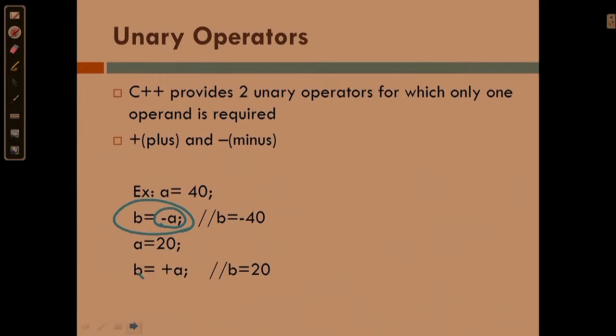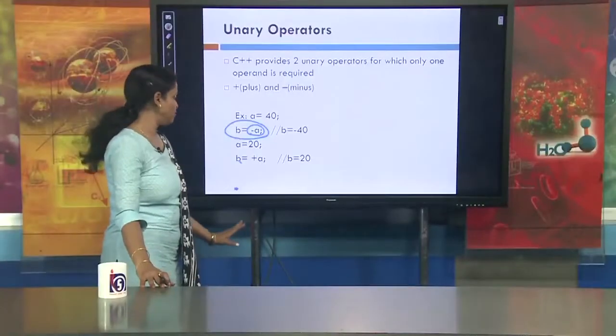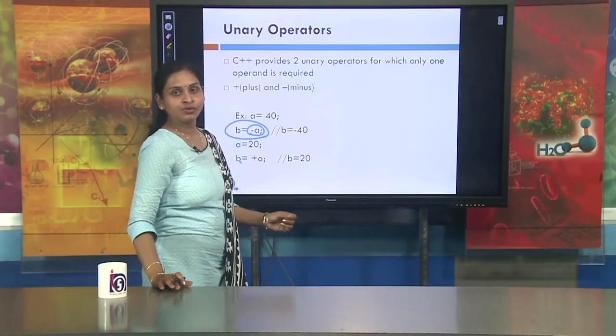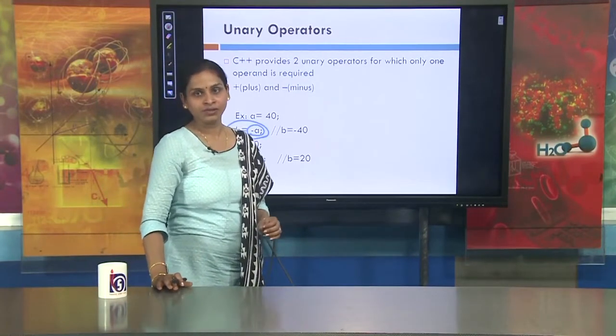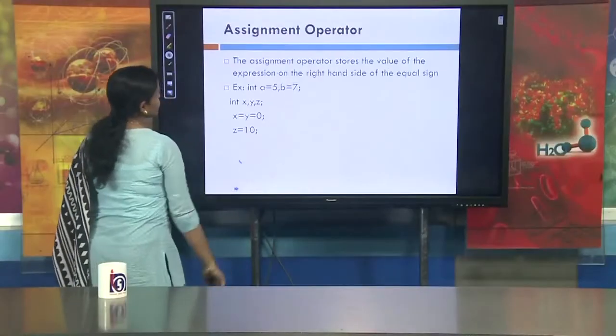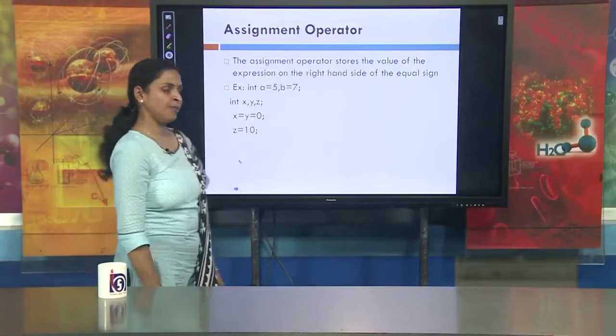Similarly, if we take the value of a equal to 20, and we assign the value to b using the plus unary operator, we have to write like this, and now the value of b becomes 20. Then we will discuss the next operator. It is the assignment operator.